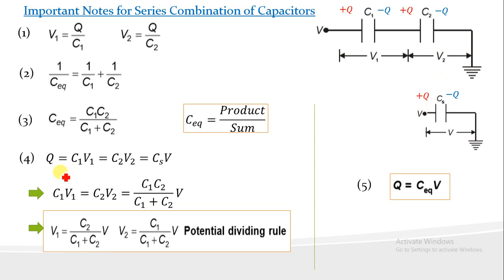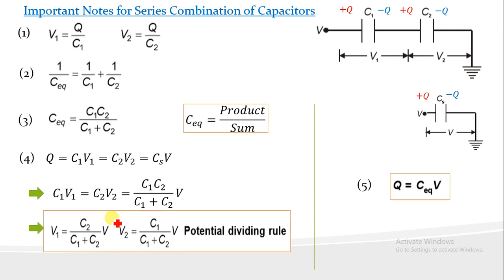Using this relation you can find that V1 equals C2 by C1 plus C2 into V and V2 equals C1 by C1 plus C2 into V. Here you can find that this C1 is cancelled by this C1. So V1 becomes equal to C2 by C1 plus C2 into V, this relation. Similarly if you cancel C2, what will happen? You will obtain a result for V2, right?